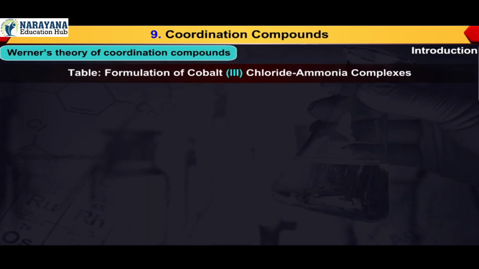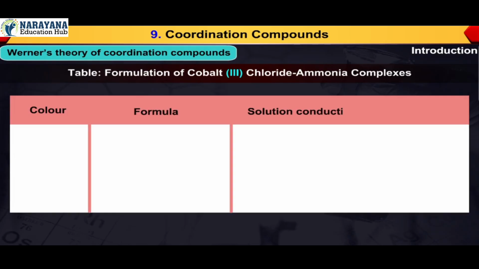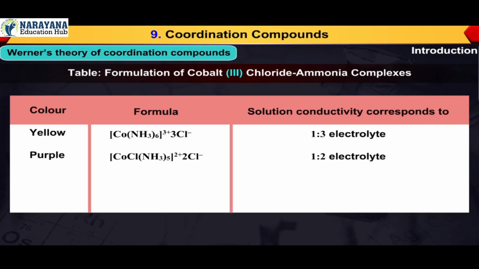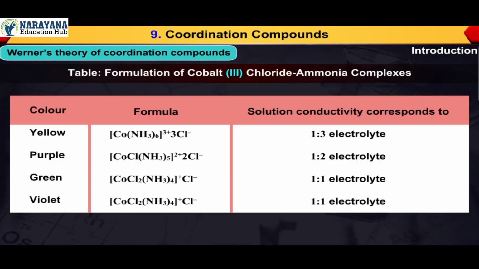Table. Formulation of cobalt-3 chloride ammonia complexes. Color, formula, solution conductivity. Yellow: [Co(NH3)6]3+ 3Cl-, 1:3 electrolyte. Purple: [CoCl(NH3)5]2+ 2Cl-, 1:2 electrolyte. Green: [CoCl2(NH3)4]+ Cl-, 1:1 electrolyte. Violet: [CoCl2(NH3)4]+ Cl-, 1:1 electrolyte.